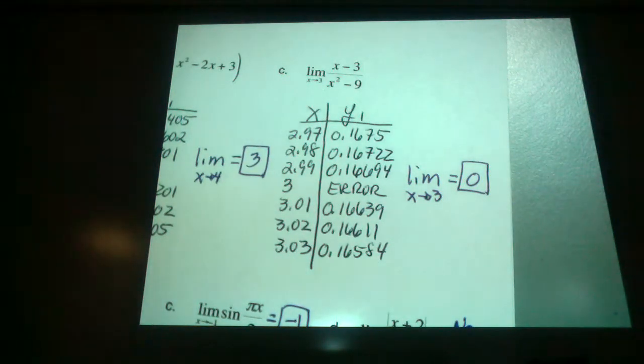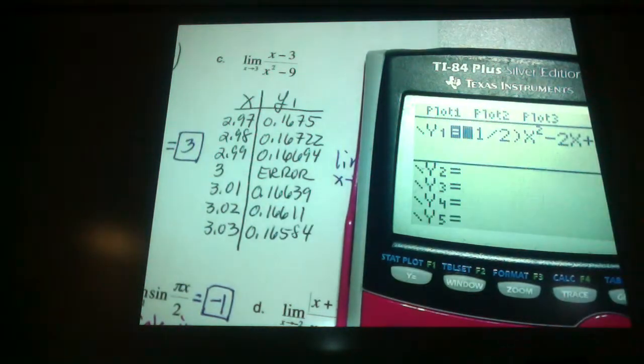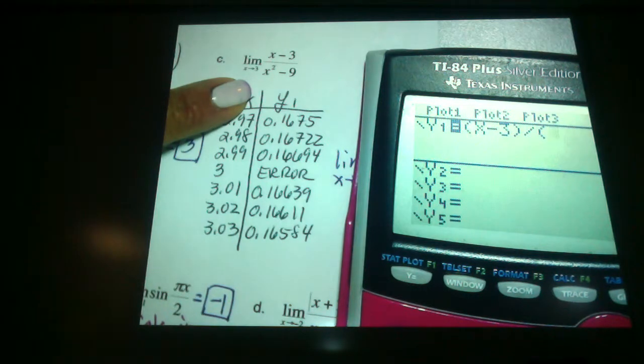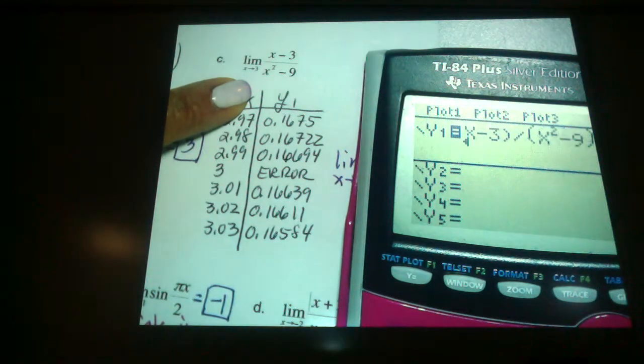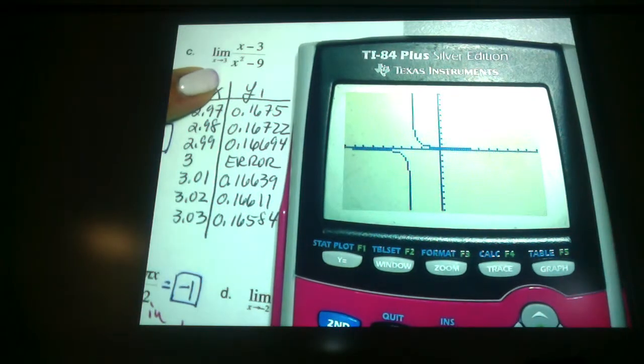So I want to explain to you why the limit on this one is 0 and not 0.167. And so let's go ahead and plug that into our y equals. So it's not always cut and dried. So parentheses x minus 3 divided by parentheses x squared minus 9. Graph. So this is what our graph looks like.